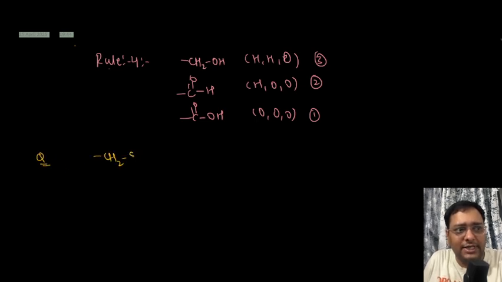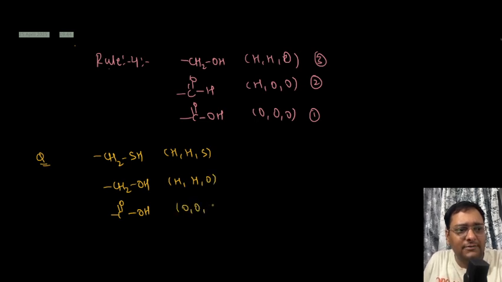We have CH2SH, then we have CH2OH, then we have aldehyde. So which is gonna have the first priority? Here we have H, H, and S. Now H, H, and oxygen. Now we have oxygen, oxygen, then oxygen. Three oxygen we have. The first priority we're gonna have is sulfur, because we go by the maximum mass. This is quite important. When we have the maximum mass of any substance, we will give priority to it. Then second to it, and then third to it.